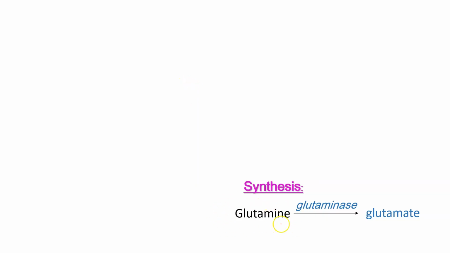Glutamate is synthesized from the precursor glutamine. An enzyme takes glutamine and converts it into the active neurotransmitter glutamate. So glutamine is the precursor, glutamate is the neurotransmitter, and the enzyme that makes glutamate is called glutaminase.